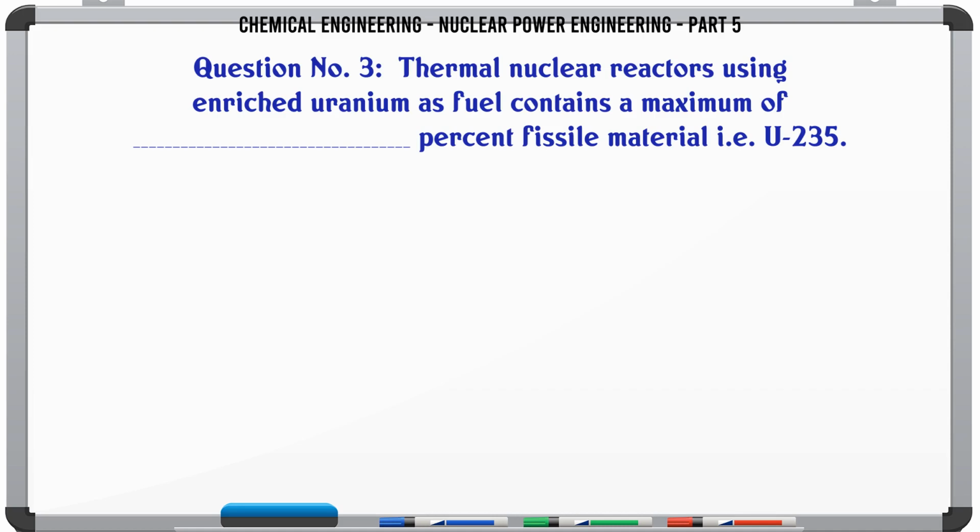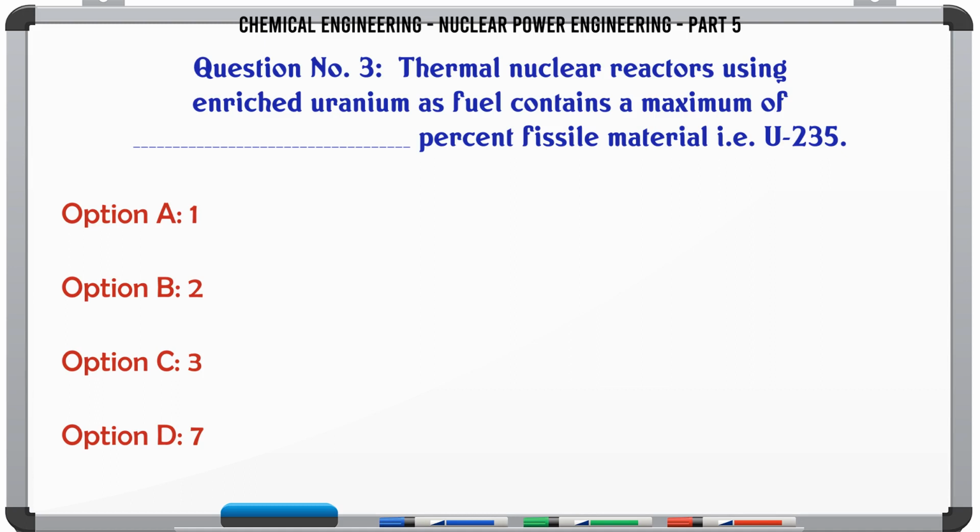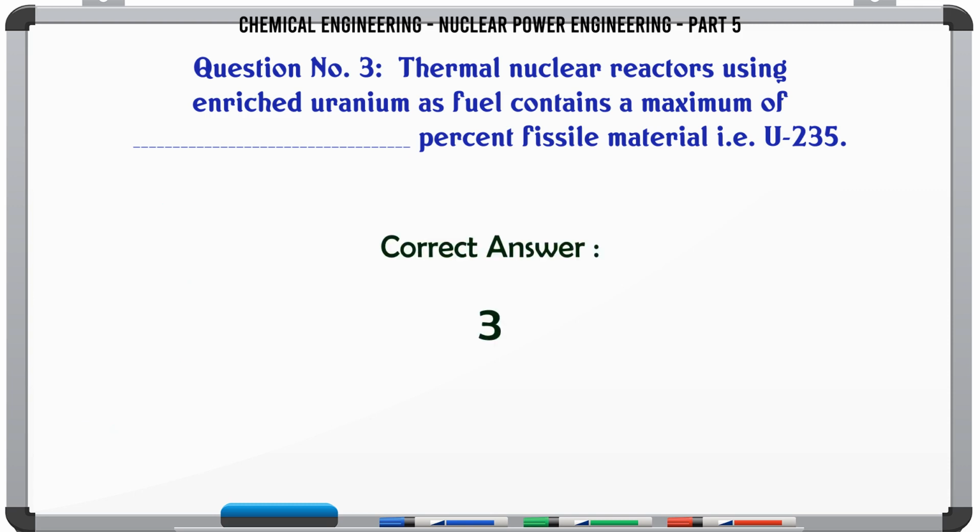Thermal nuclear reactors using enriched uranium as fuel contain a maximum of fissile material, i.e. U-235: A, 1; B, 2; C, 3; D, 7. The correct answer is 3.